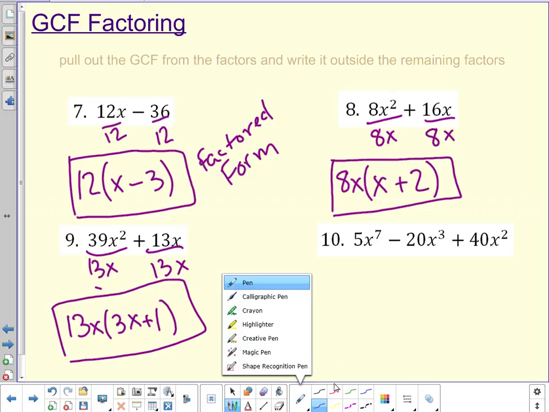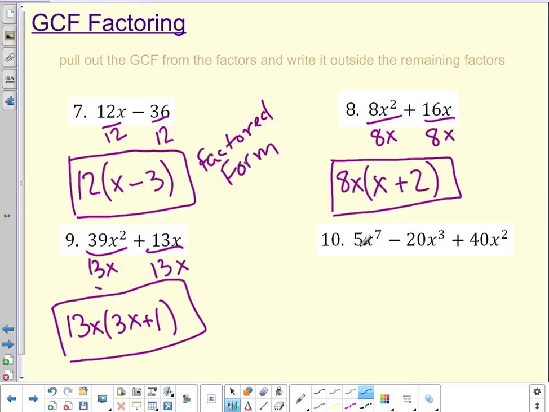Now the last one, number 10, I would take out a 5. I've got a factor of 5 in 5, 20, and 40. I also have 2 factors of x, so x squared, that I can take out of all of those. So I've got a 5x squared out front, and then behind, 5 divided by 5 is 1. X to the 7th divided by x squared is x to the 5th. You had 7 x's, you took 2 of them away. That leaves you with 5 left over.